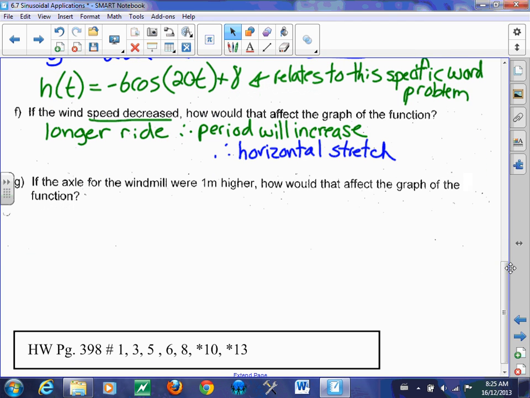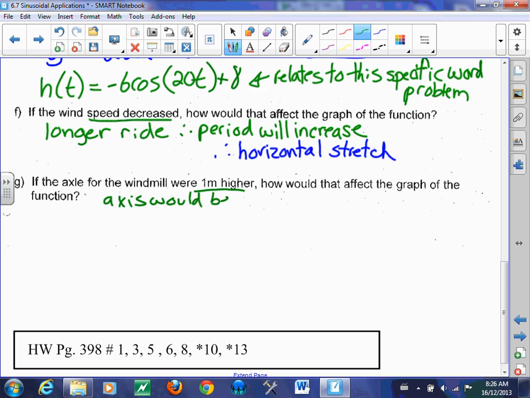All right. G. If the axle for the windmill were 1 meter higher, what effect would that have on the function? Well, let's just say if we were 1 meter higher, so instead of having our axis at 8, it would now be at 9. So axis would be at 9 meters, okay? So therefore, we would have y equals 9 for our equation of axis, which means we're going to do a vertical translation up 1.